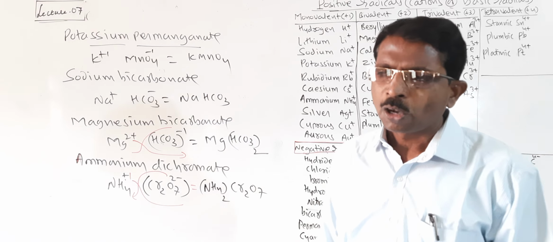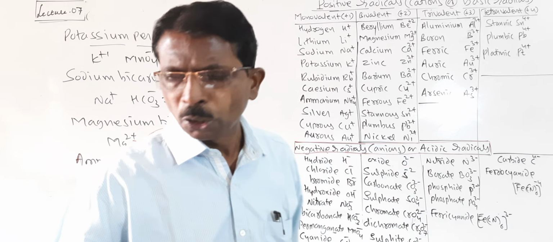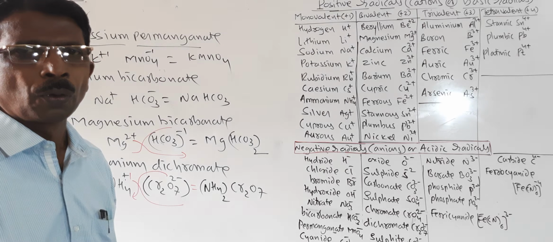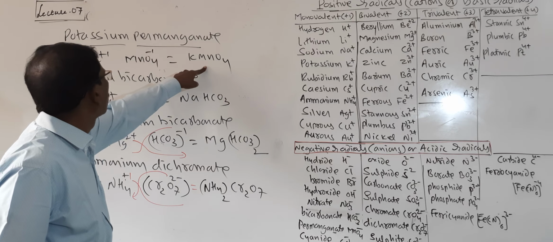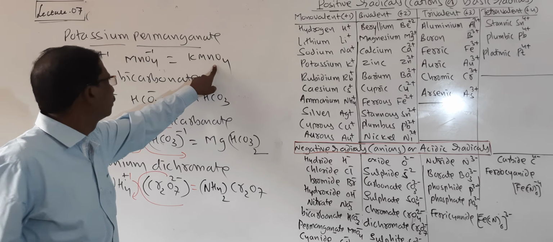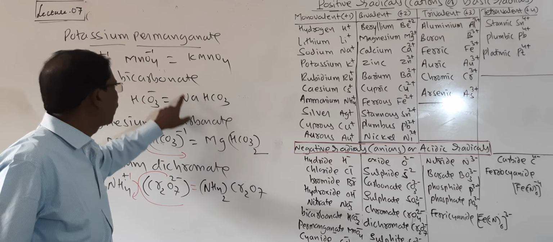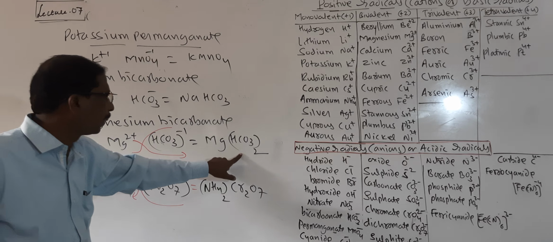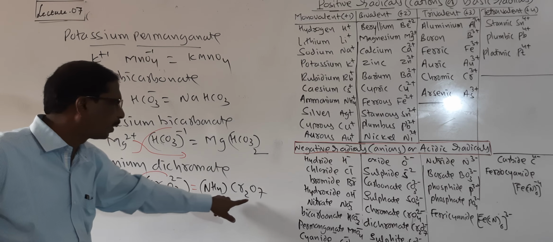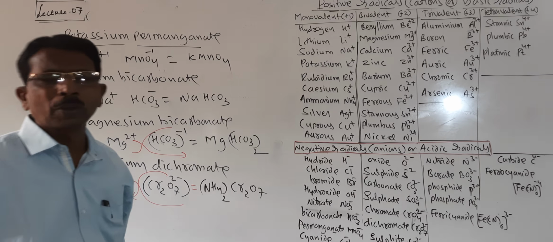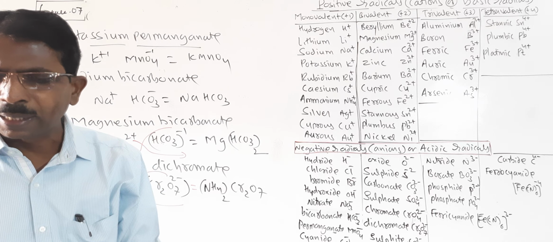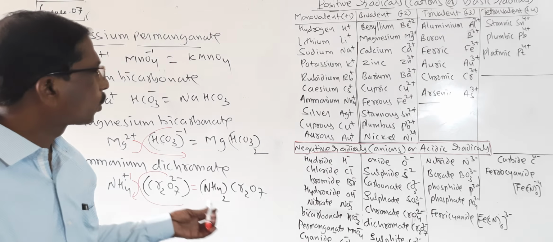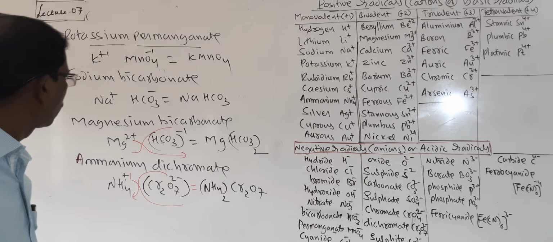So these are the examples. I will give a few homework questions; you may also write the names. If you write the name, it is very nice. So it is like this: KMnO4, potassium permanganate, sodium bicarbonate, magnesium bicarbonate, and ammonium dichromate. You may also write aluminum sulfide. I will show one more example.